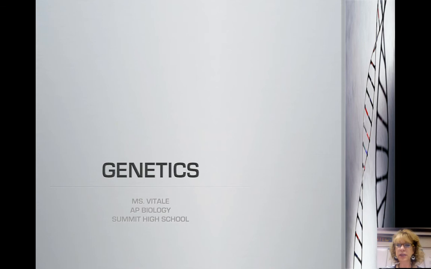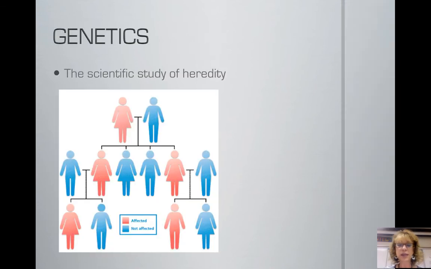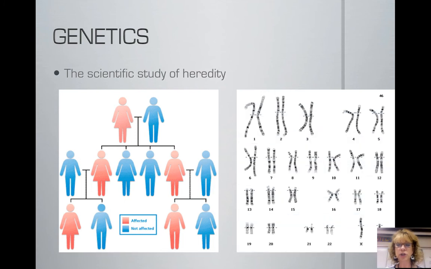Genetics is the scientific study of heredity. A diploid cell, as you know, has 2 copies of every gene. A cell that has 2 copies of each chromosome also has 2 copies of each gene. So that is the key to understanding genetics in higher organisms.